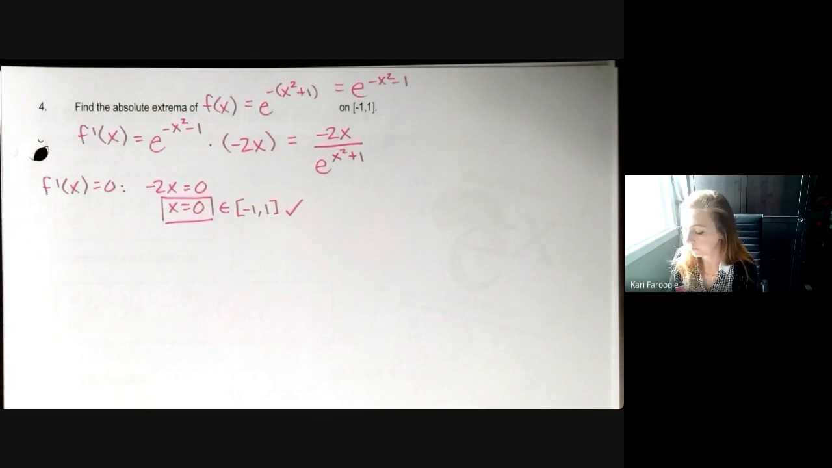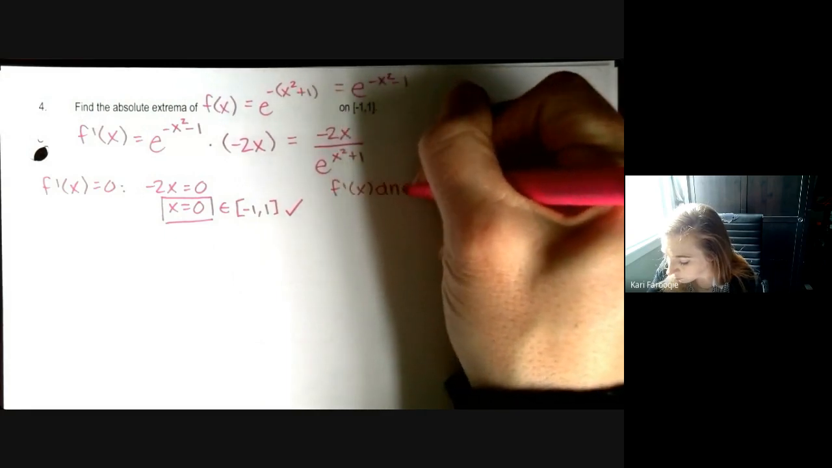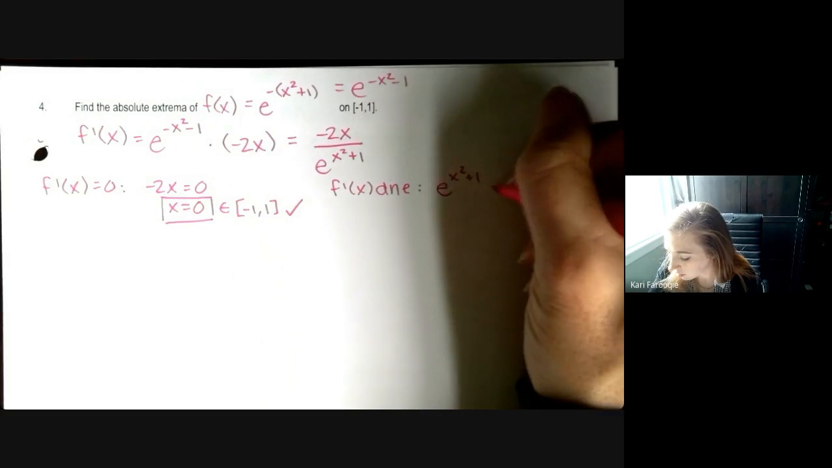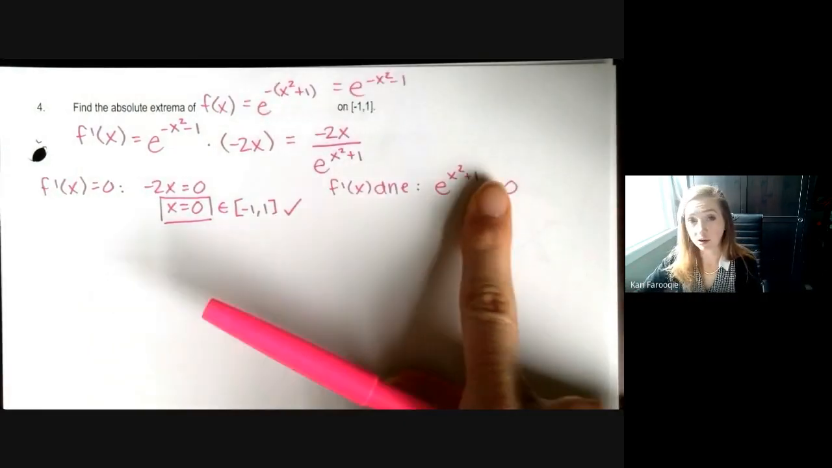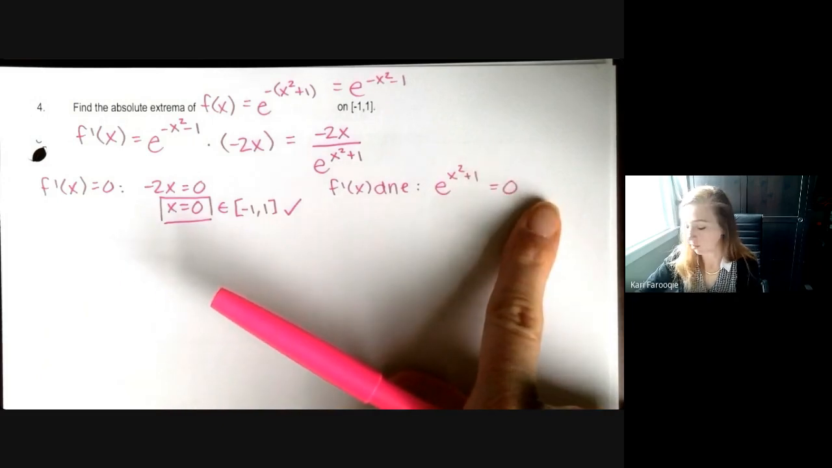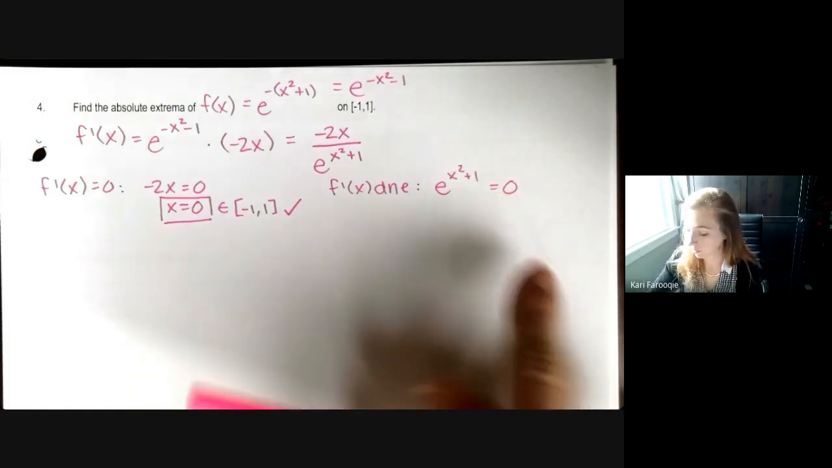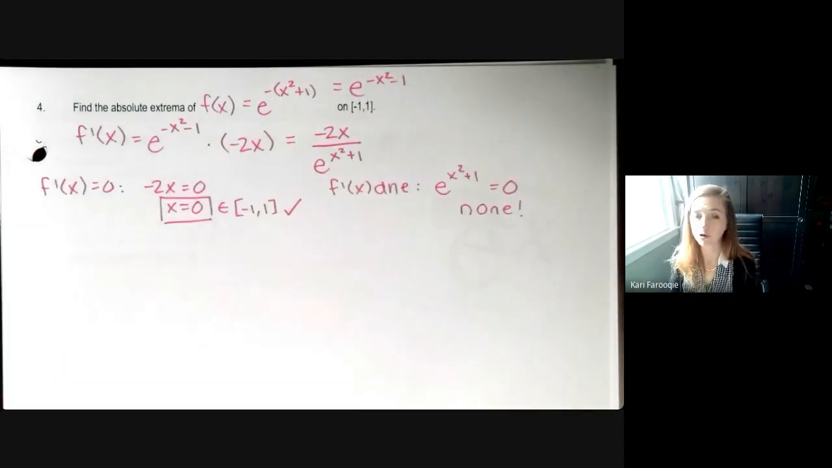So we're good there. Then we're going to look for places where the first derivative does not exist, which means e to the x squared plus 1 equals 0. Well, I went into a whole thing about this on the previous page. The base is e, it's being taken to an exponent. You're never going to get to equal 0. If you took the natural log of both sides, you'd get x squared plus 1 is the natural log of 0, and the natural log of 0 does not exist. So this could be none. So you only have one critical number.